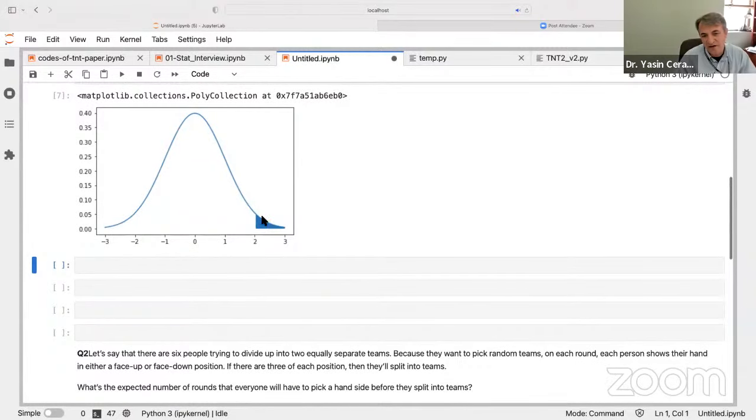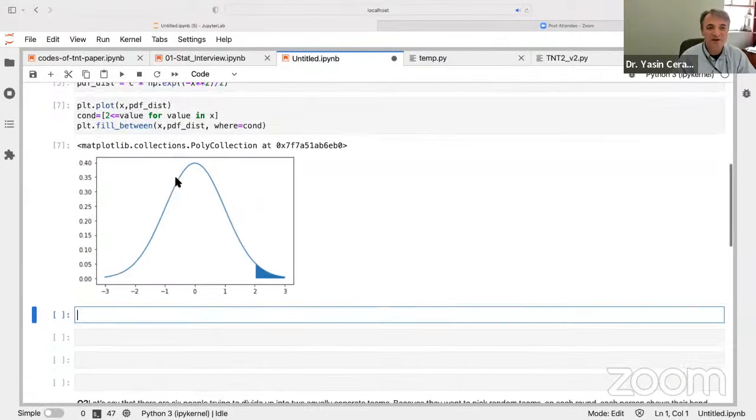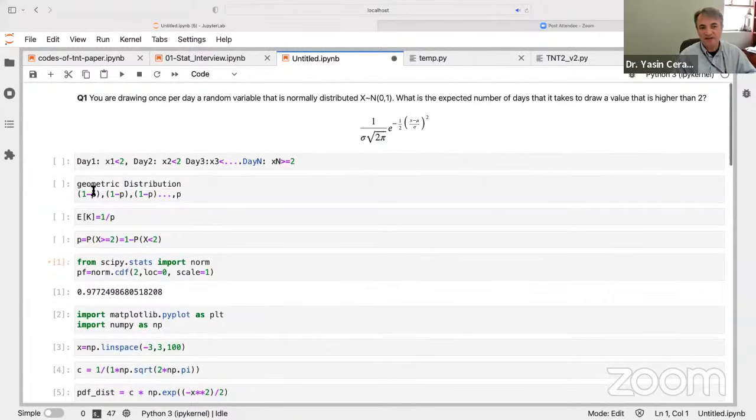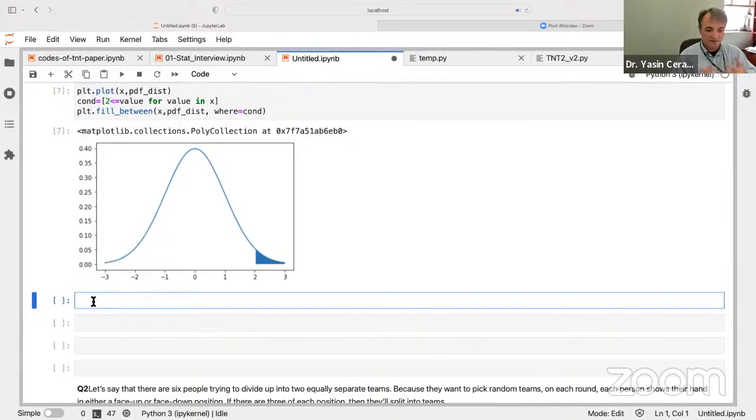So this is the area that I'm interested in. This is the area which is going to give me the success. Again, we just did this for fun. Let's continue with our solution. So far, what we found is the probability of failure, which is 0.97. I said at the beginning that this is a geometric distribution. Now let's solve this problem using SciPy as a geometric distribution.